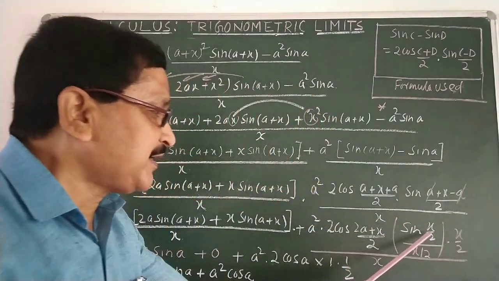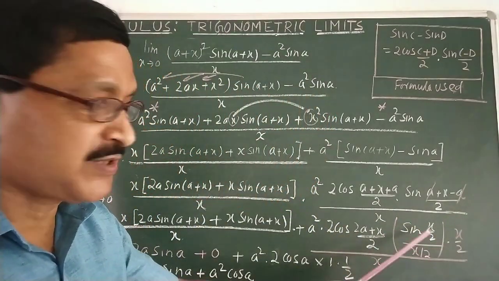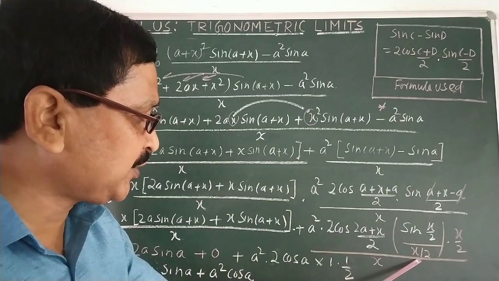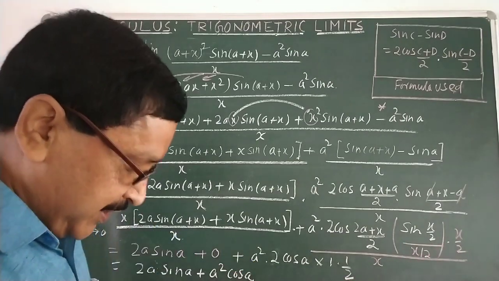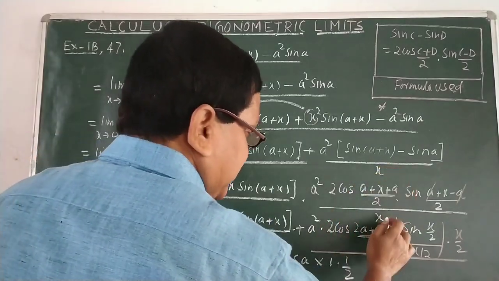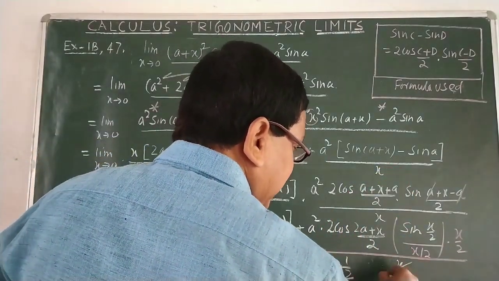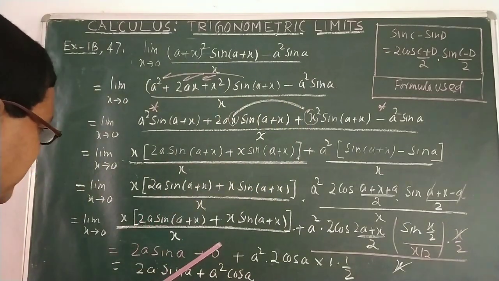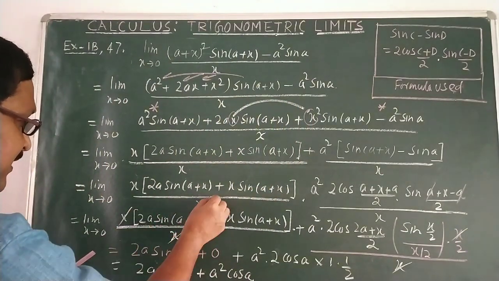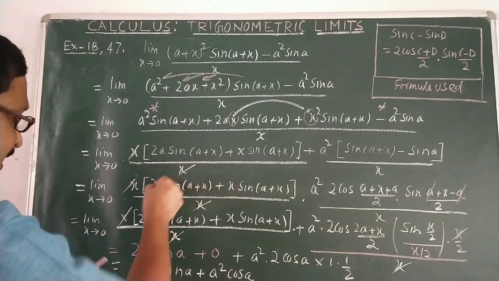x by 2 needs x by 2 to become 1. We know already that sin x by x is equal to 1. So sin(x by 2) by (x by 2) is equal to 1. In lieu of this, multiply by x by 2, and this x is as usual. This x will cancel this x, and the first part remains the same. Now x and x are cancelled, everywhere x cancelled.